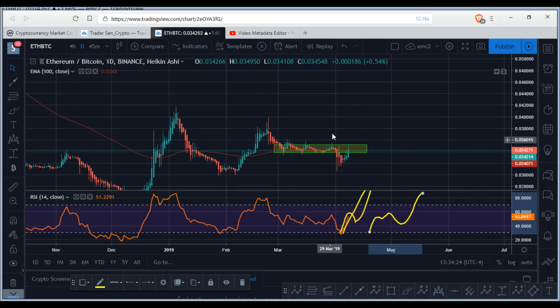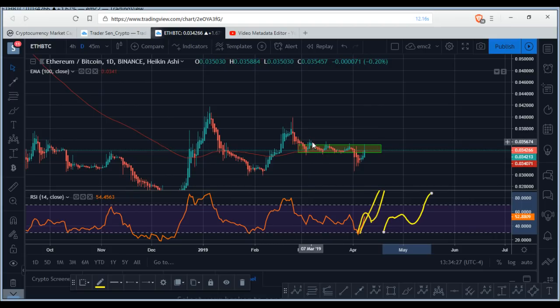XRP is still sleeping, so it's gonna wake up very soon. I'm gonna take a look at XRP again. All right, let's go ahead and take a look at ICX, and then we're gonna take a look at Neo next.